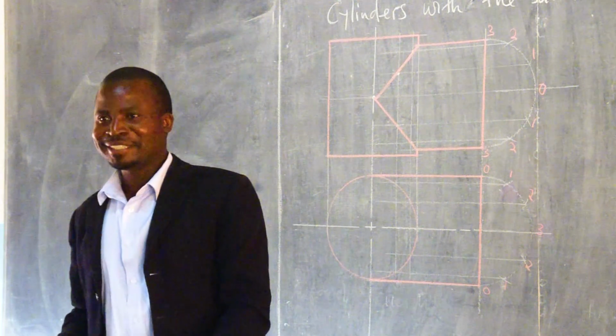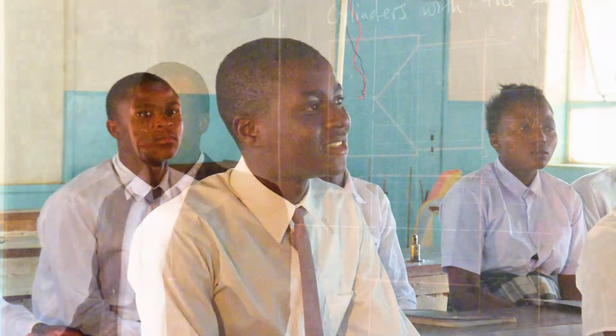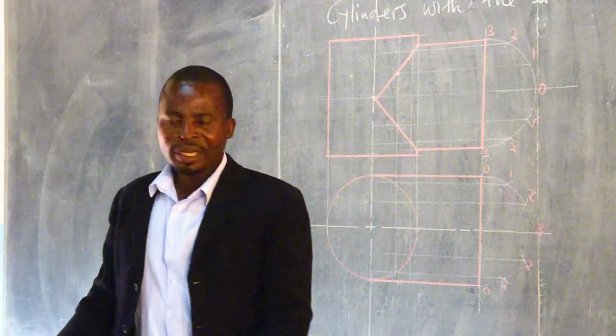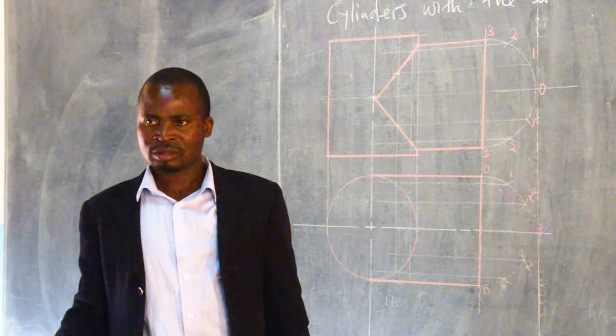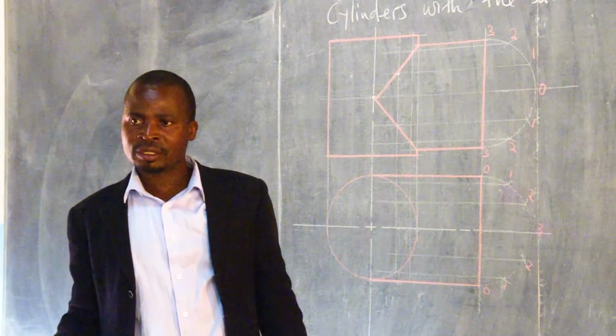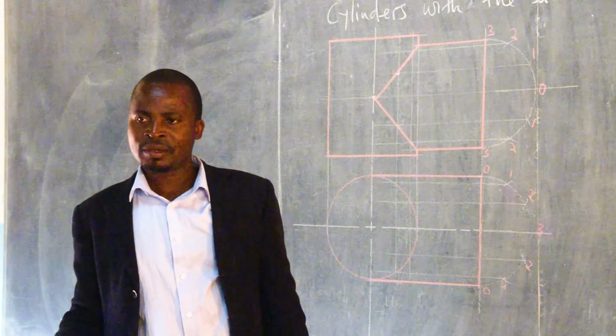No questions? Yes, Delight. Sir, why can't you number the plan the same way you have numbered on the front elevation? When numbered here, the points of that thing that is on top, the one on top. Will you?